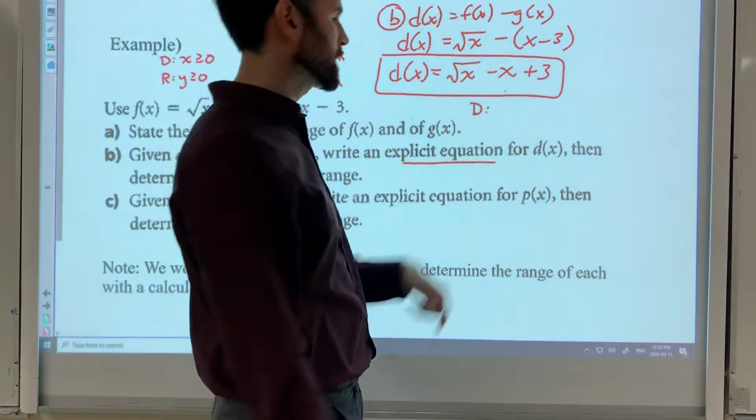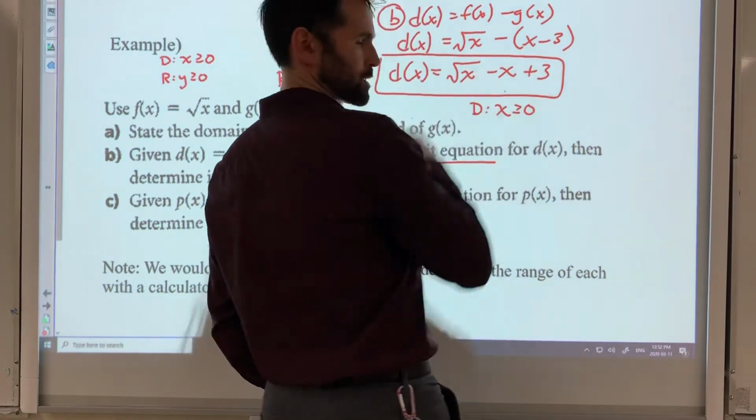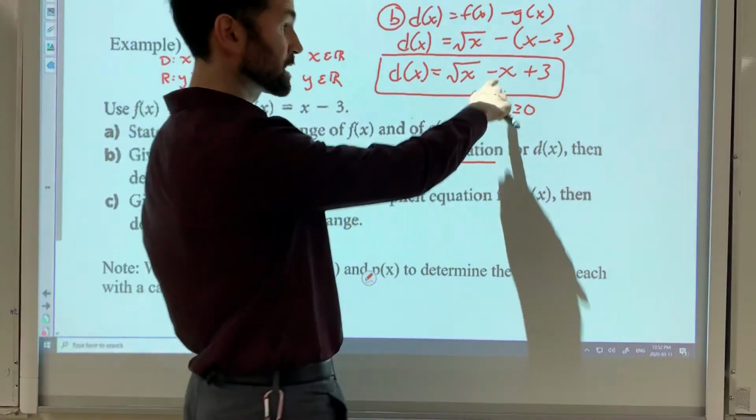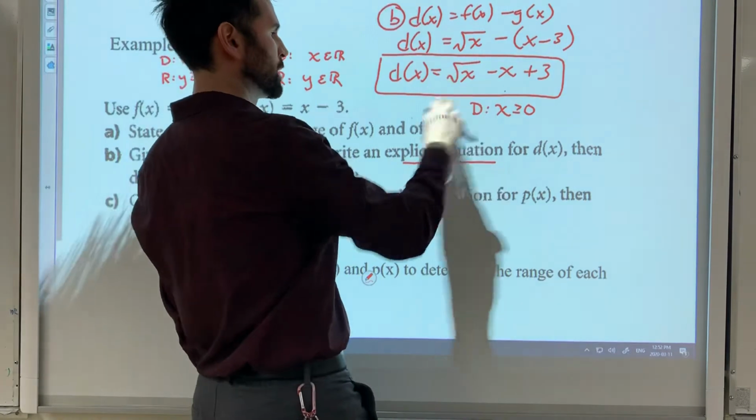When we look at this practically, I still can see that x needs to be greater than or equal to 0 because of the square root. It doesn't matter that I can plug in whatever I like here. Over here, I can't. So that's going to be the domain restriction.